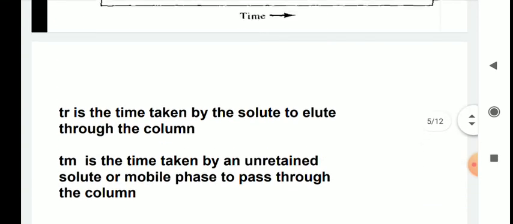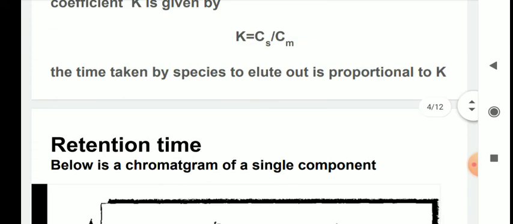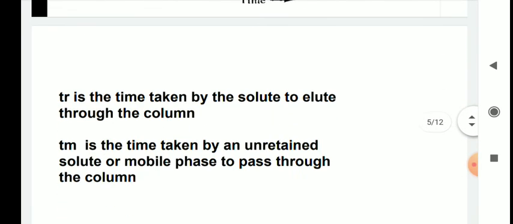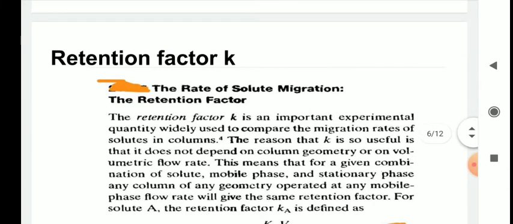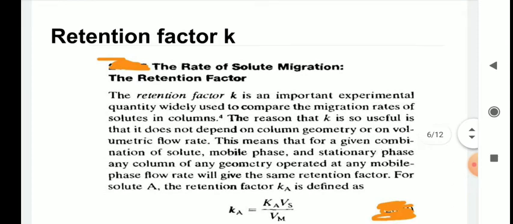Now another factor which is important in chromatography is retention factor. We have seen distribution constant as capital K, whereas retention factor is small k, represented by small k or sometimes by k dash. The distribution constant determines the time taken by the solute to travel through the column. Similarly, retention factor also is similar to that. The higher the retention factor, small k, greater will be the time taken by the solute to come out of the column.